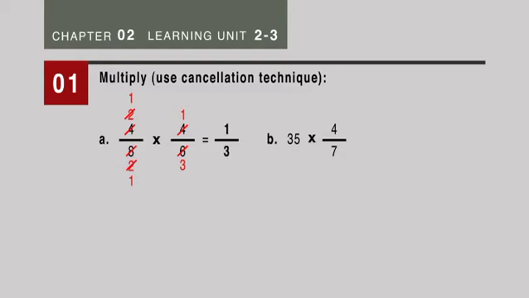For B, we have 35 times 4/7. So we're going to do cross multiplying again. Basically 35 is over a 1. So we're going to look at 35 and 7. 7 goes into 35 5 times. That's going to leave us with 5. We multiply 5 times 4 is 20. And then the 1, 35 over 1 times 1 is 1. So we end up with just a 20.